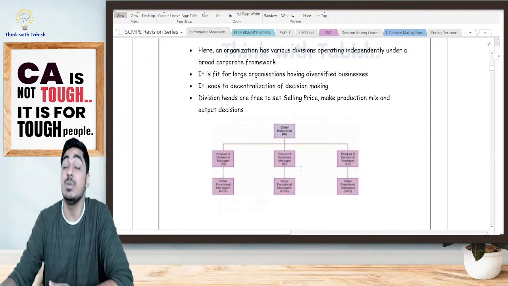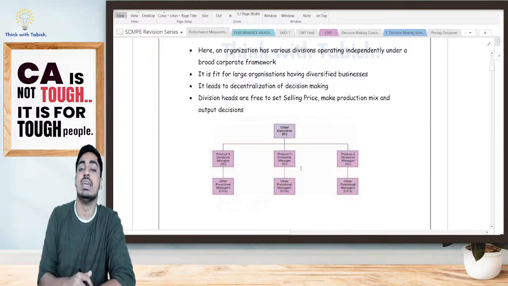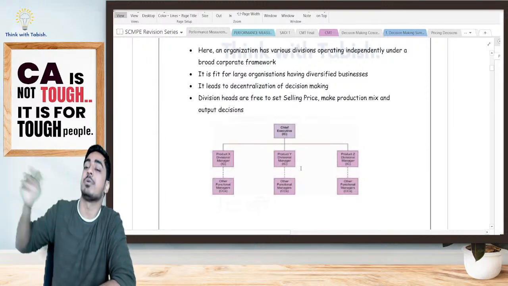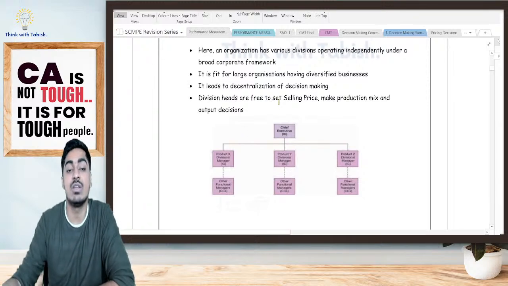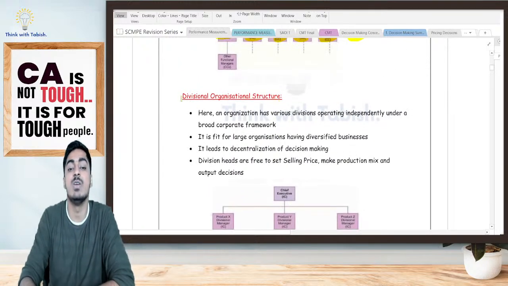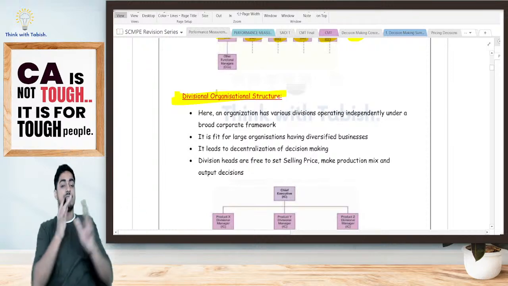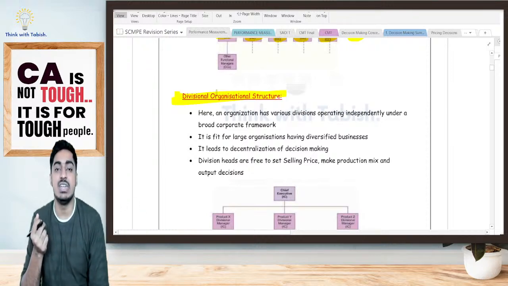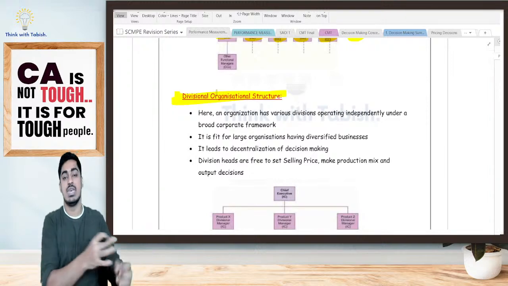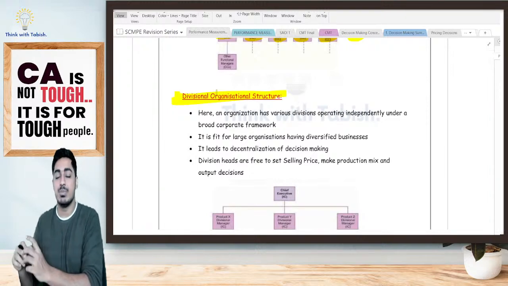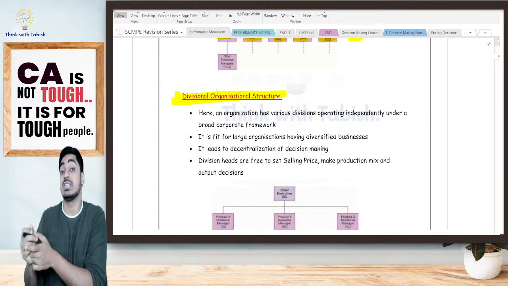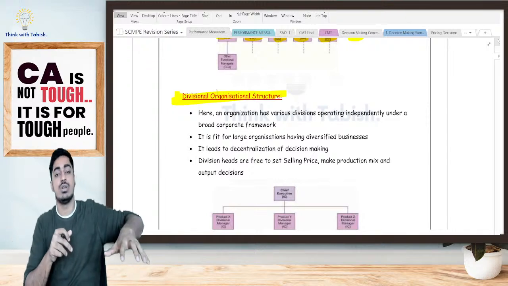However, if you have a very big organization, for example, assume ITC, with so many different products, and in that also so many different things, you will have to go to a divisional organization structure, wherein you bifurcate your organization into different divisions. For example, in case of ITC, you have your cigarette division, your Classmate notebook division, your FMCG division, and some other cosmetic division, etcetera. For every division, you appoint one person.